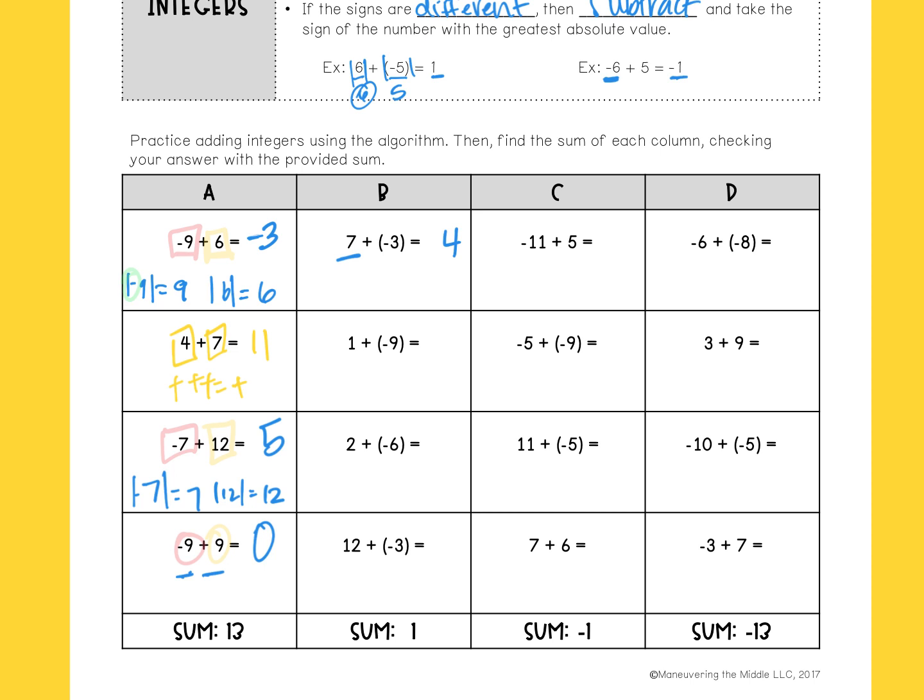Alright, so next we have 1 plus negative 9. So we have one positive number, and we have one negative number. So 1 plus negative 9, I will find the difference between 9 and 1. 9 minus 1 is 8. And we know that negative 9 has the greater absolute value, 9. And so since negative 9 is a negative number, my answer will be negative 8.